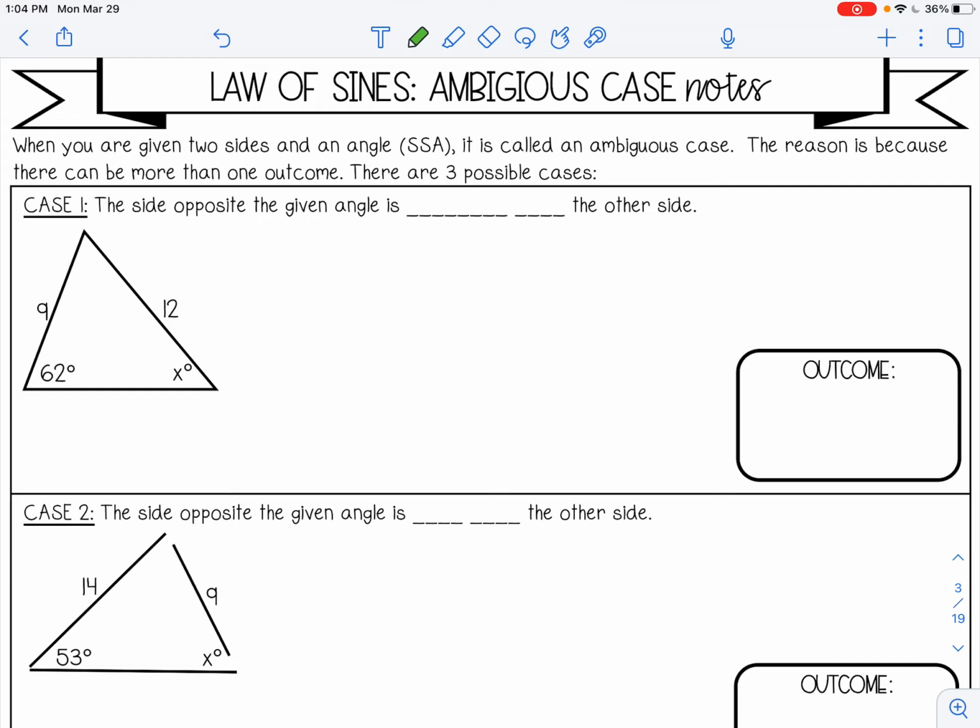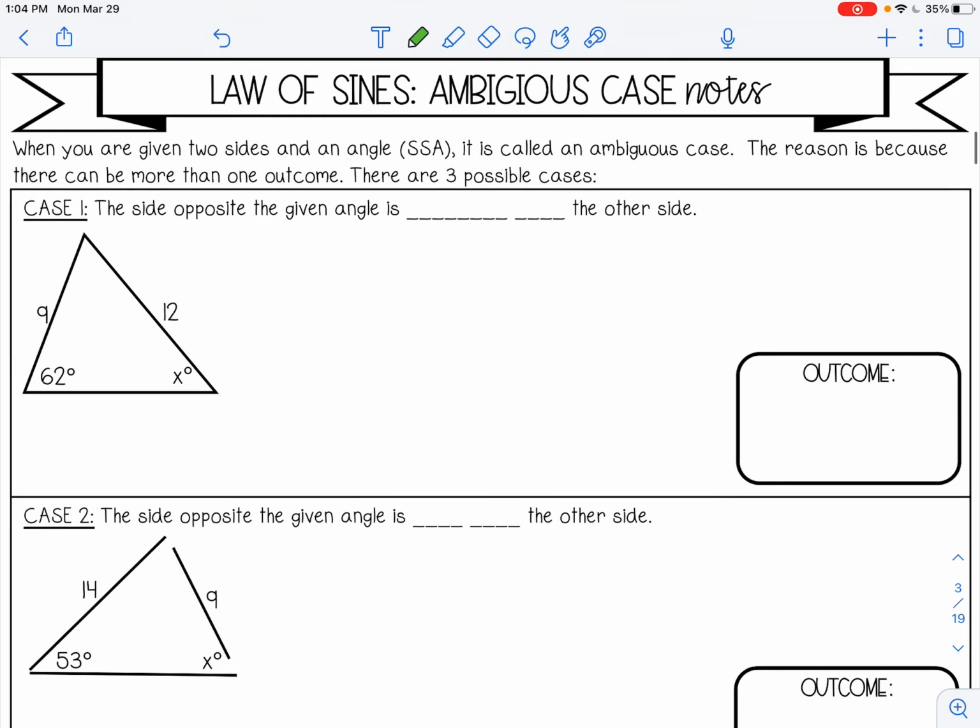Welcome to this lesson on the law of sines, the ambiguous case. When you're given two sides and an angle, so side-side-angle, it is called an ambiguous case. The reason is because there can be more than one outcome. So let's look at three possible cases here.